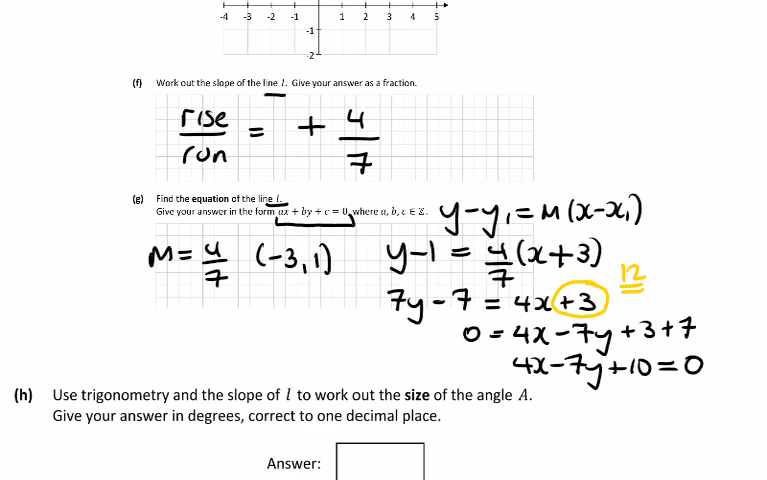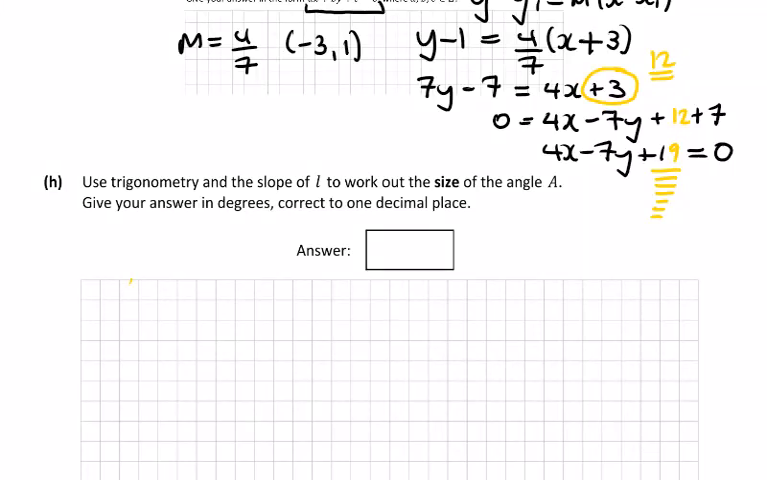So be really careful with these. 4x minus 7y, the 3 becomes a 12, and the 12 and 7 becomes a 19. So I will be asking for what mistake was made in the video. If you're not sure, I'll know you haven't looked at it. The last part is to work out the size of the angle A.